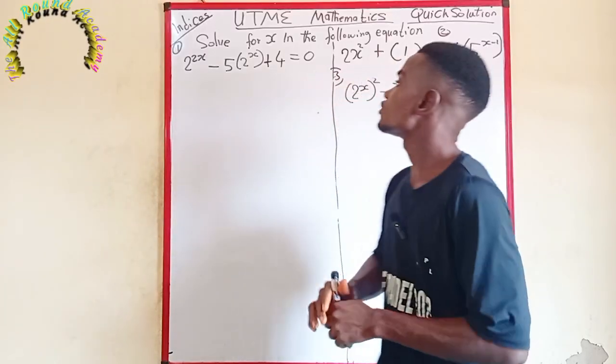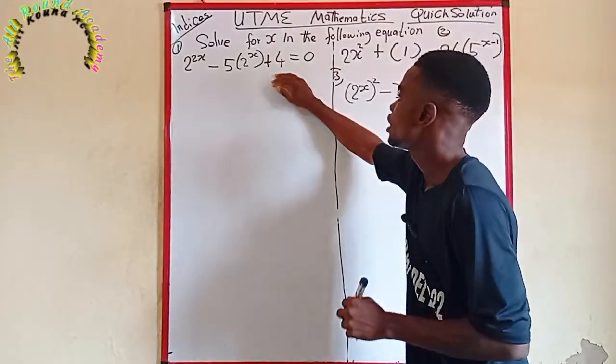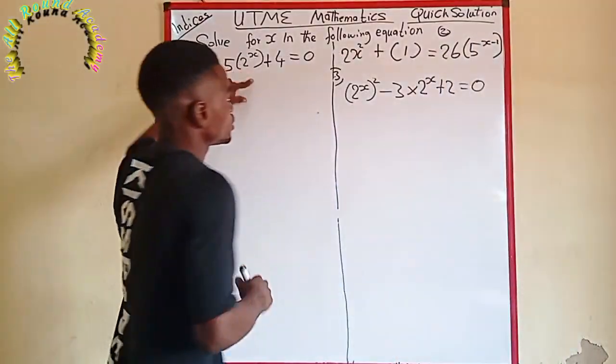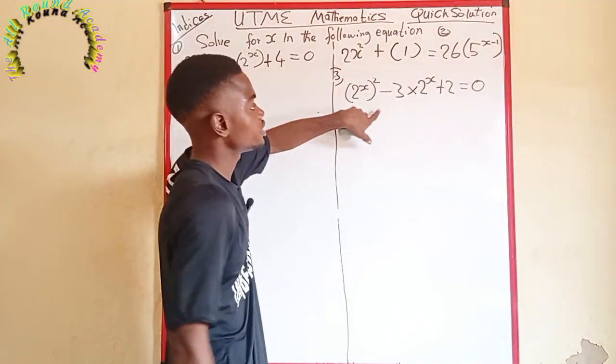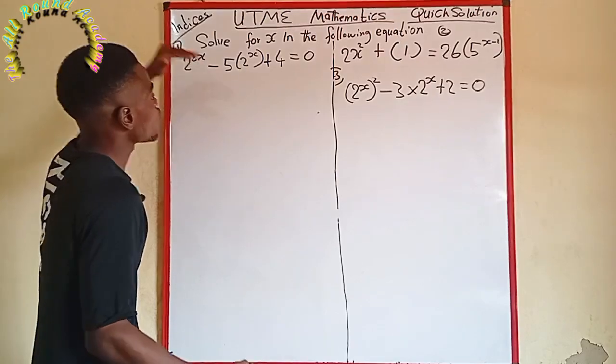You should note this advanced indices problem on UTME past question papers, and here I'm going to make it very easy for you guys. This is a question gotten from a different year, this is the second question gotten from another year, and this is the third question gotten from another year. So here I'm going to work this out.